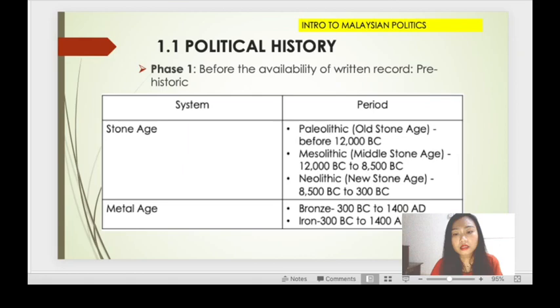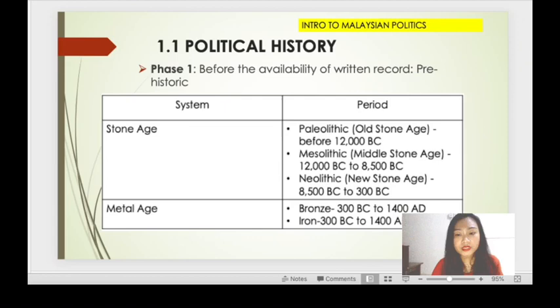Next is Metal Age, after Stone Age. It is 300 BC to 1400 AD. And then Iron, 300 BC to 1400 AD. So these are the details.